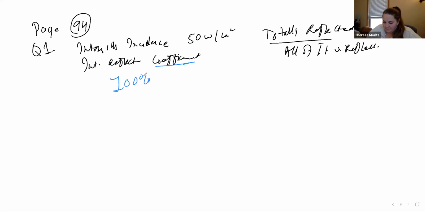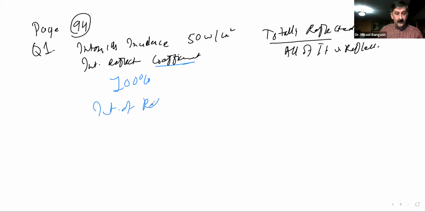Good. Now the same question: a sound wave with an intensity of 50 watts per centimeter square strikes a boundary and is totally reflected. But if they had changed it to ask what is the intensity of the reflection? No coefficients and so on, then you have 50 watts per centimeter square. Did that make sense?